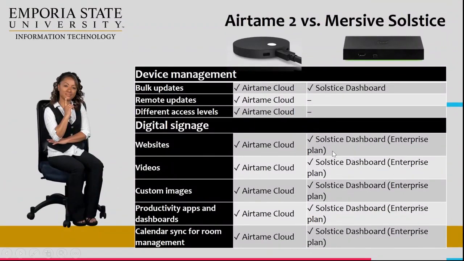Last here is just another comparison we made when we were talking about the digital signage options. Both Airtame and Mersive Solstice offer a variety of digital sign capabilities. They also do both have a dashboard or cloud system that allow you to do bulk updates, remote updates, and supply different levels of access. The Solstice dashboard does have a cost associated with it, whereas the Airtame cloud system is free with their products currently. So again, sometimes the cost may come into comparison there when you're deciding to choose which product you need.